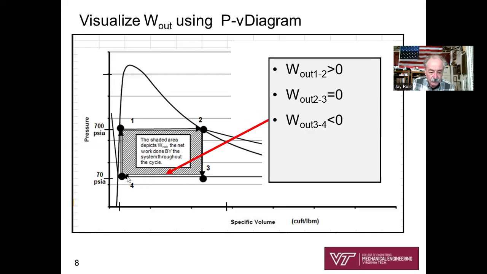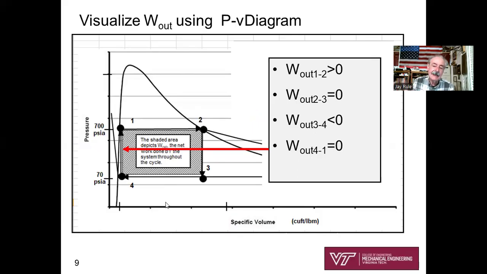It's going to be another little rectangle. But look, we're integrating right to left, so the work out from 3 to 4 is going to be less than 0. How about the work from 4 to 1? Again, dV is 0, no change in volume. So the work out from 4 to 1 is 0.